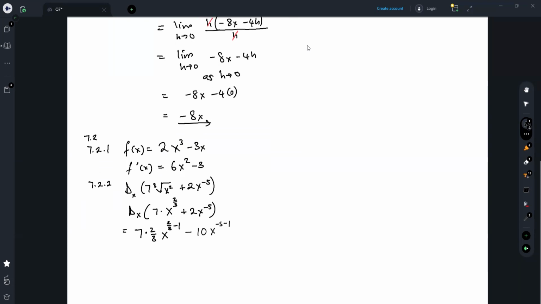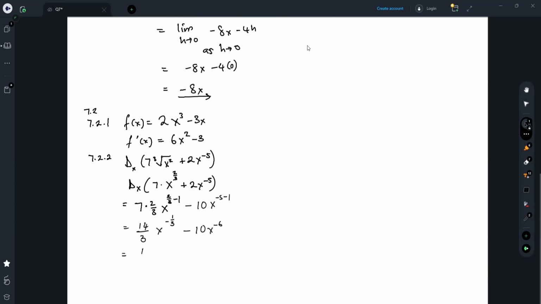But then let's just stretch it out a moment. So what are we going to have here? 2 times 7, that's going to be 14 over 3. Now, up here, you have 2 over 3 minus 1, so this is going to give us negative 1 over 3 like that. Minus 10 to the power negative 6. So we can quickly take this underneath here.